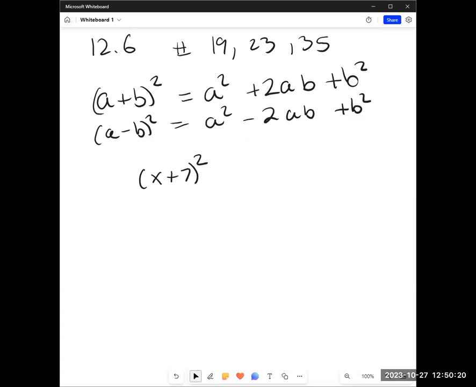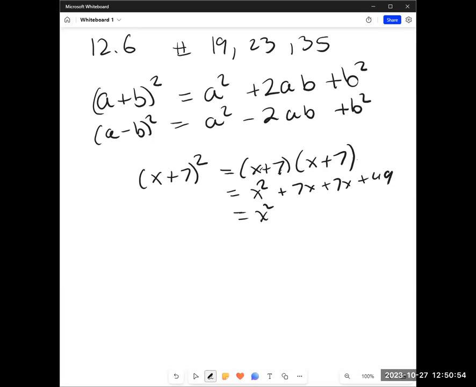Now I'm going to do it the long way first, and then I'm going to show you the formula way that works. So if I write this out as x plus 7 times x plus 7, and then I FOIL or double distribute, whichever you want to do, x times x is x squared, x times 7 is 7x, 7 times x is 7x, and 7 times 7 is 49. See how these middle terms are the same? They're always going to be the same. So that's where the idea of 7 plus 7 is 14, which is 2 times 7 comes in, right?